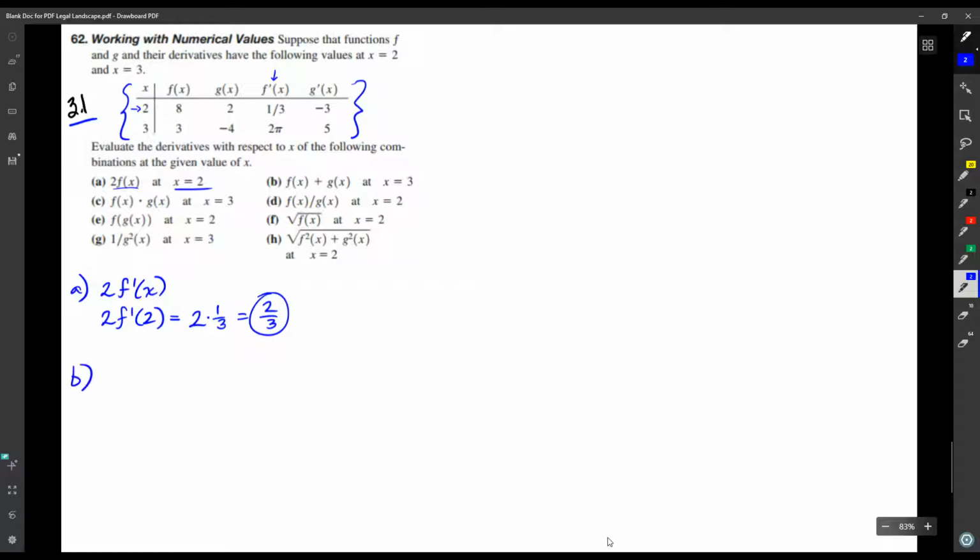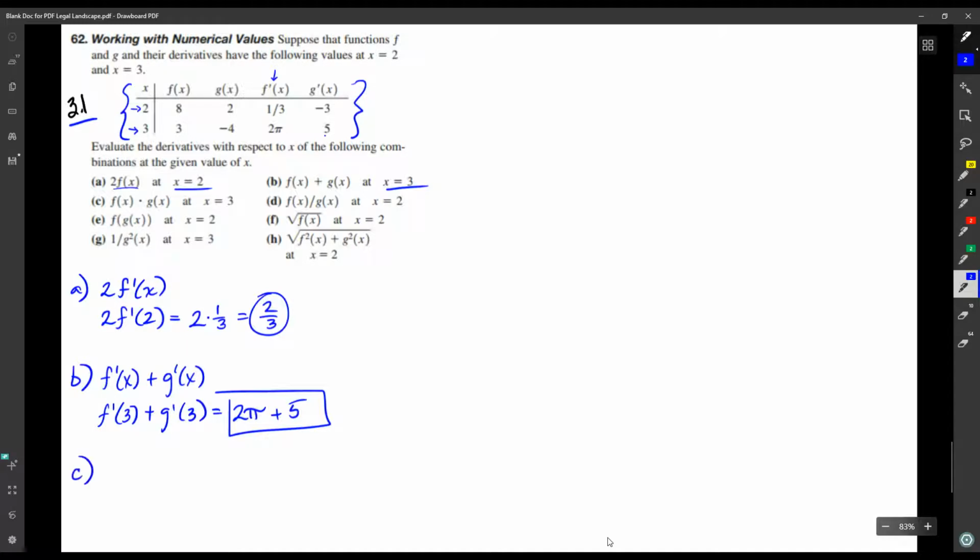We move to part B. Part B is f of x plus g of x. So the first thing we want to do is differentiate. And with a sum of two functions, the derivative is just the sum of the derivatives. So this is f prime of x plus g prime of x. And we want to evaluate on B at x equals 3. So that's f prime of 3 plus g prime of 3. So now we look at the table again, f prime. This time we go to the second row of 3. We have 2 pi. And then for g prime of 3, we've got a 5. So 2 pi plus 5, those are not like terms, so that's a final answer.